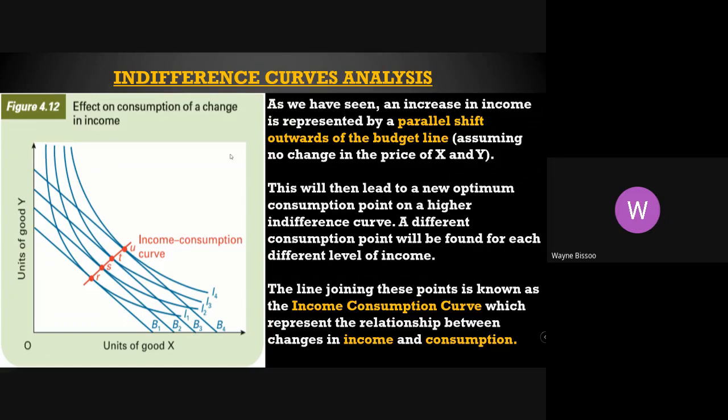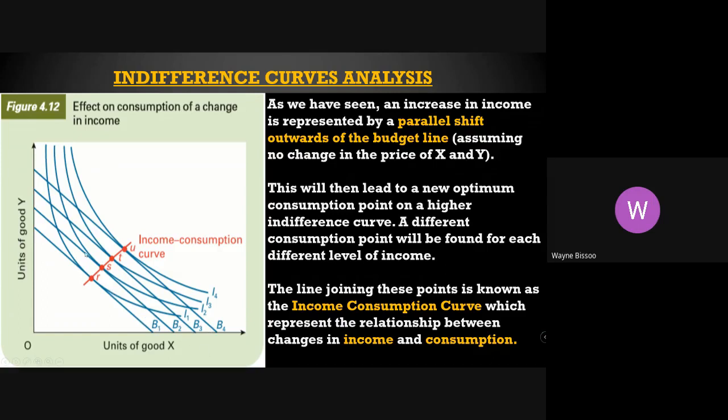So what happens when we have changes? The first change that we're going to be looking at is when we change income lines. Let's say there have been shifts in income. An increase in income is represented by a parallel shift outwards of the budget line, assuming no changes in prices of goods X and Y. The only way the budget lines will shift outwards is if income rises. From B1 to B2 to B3 to B4, these are the budget lines.